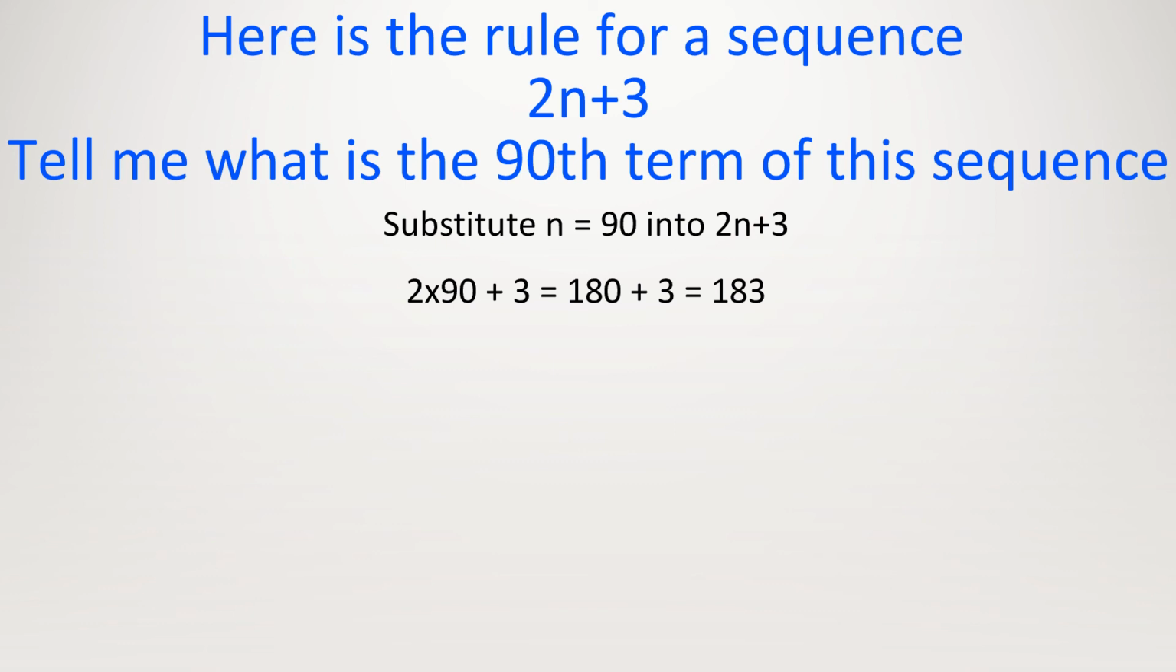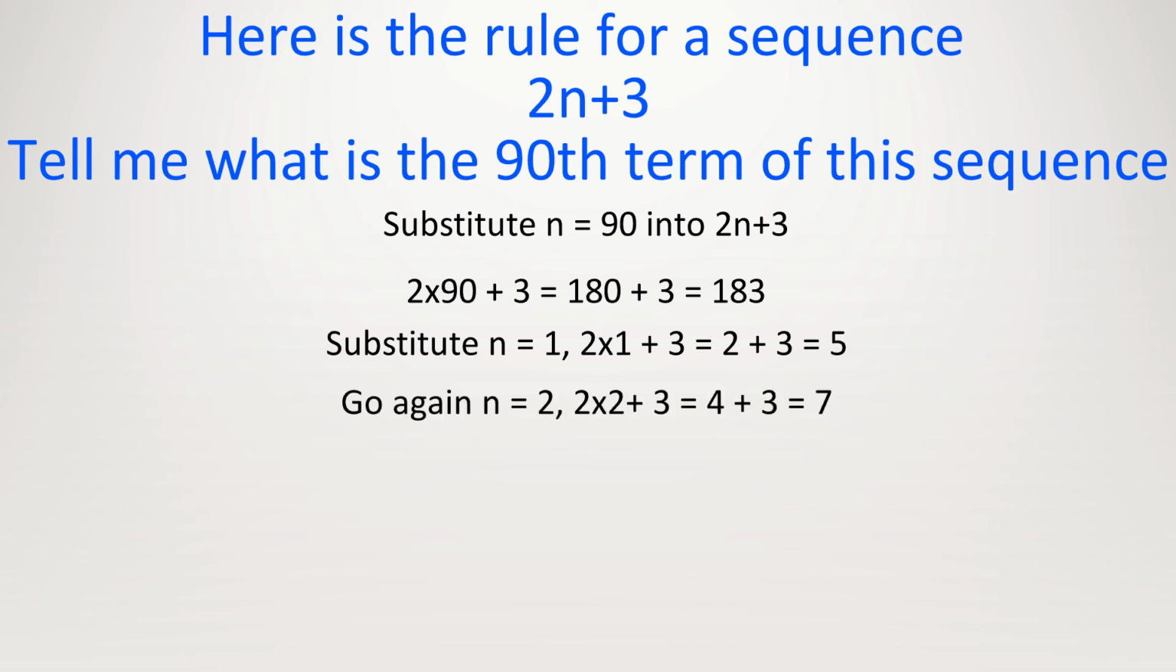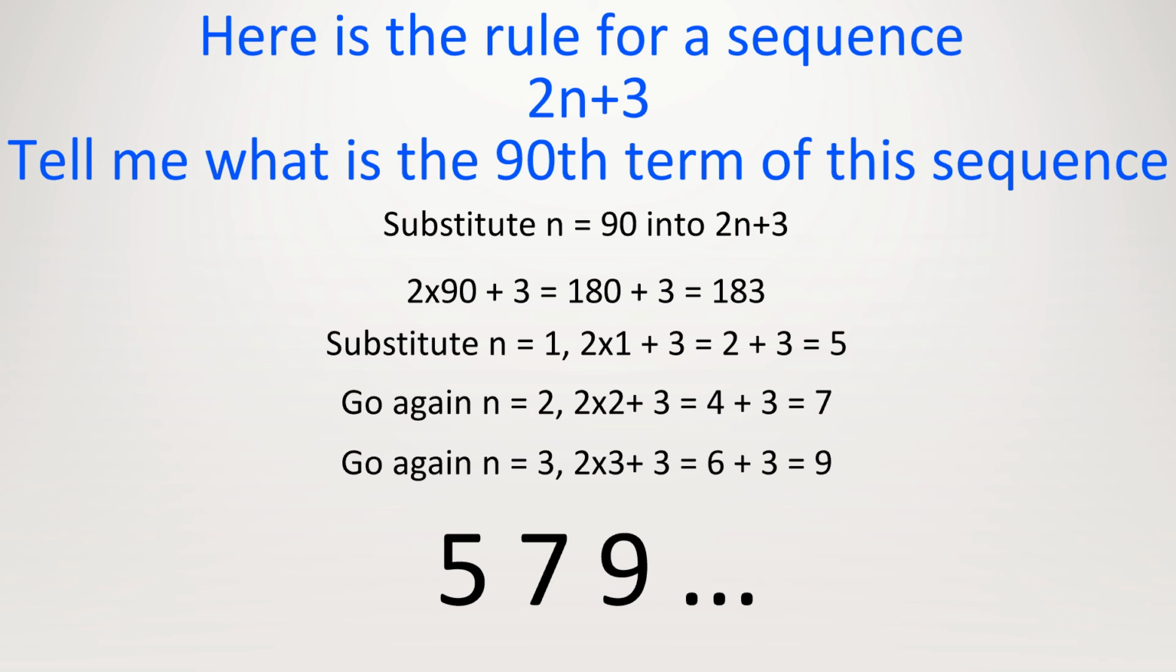If you want to work out how this sequence starts, go for it. It starts with n equals 1. Let's substitute this in. 2 times 1 is still 2, plus 3 equals 5. And then we go again. n equals 2. 2 times 2 is 4, plus 3 equals 7. So we start off 5, then 7, then n equals 3. 2 times 3 is 6, plus 3 equals 9. So it keeps going 5, 7, 9, and it keeps going up. Really, this is the 2 times table, but shifted up by 3.